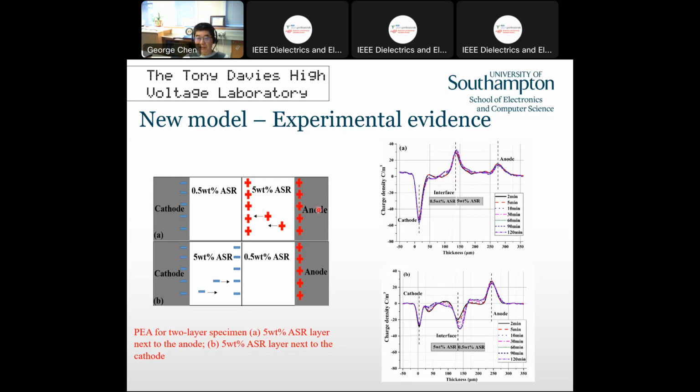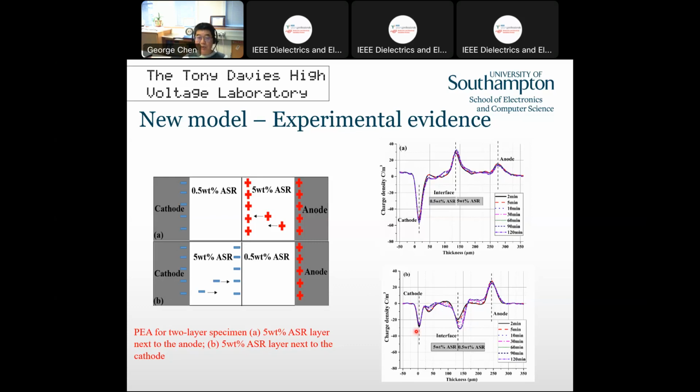At the interface, we see lots of positive charge formation in such an arrangement. And if we swap these 2 layers around, moving the high loading ratio layer to the left and swapping the other to the right, now we expect to see lots of negative charge form at this interface. And the PEA results clearly show that. So based on this, we can clearly see our proposed model is able to explain the observed phenomena. I hope the presented experimental evidence convinces you that the descriptive model we proposed is acceptable.